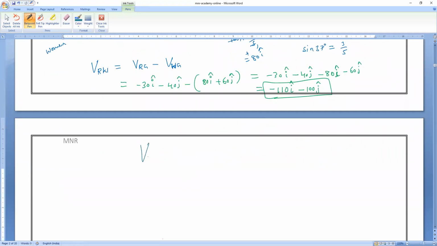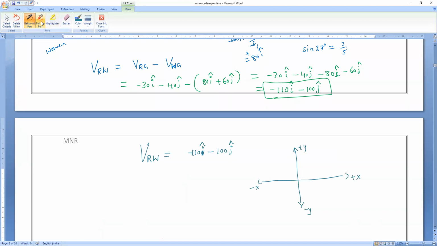So what is our velocity of rain with respect to woman, which is equal to how much? 110 I cap minus, and minus 100 J cap. So plot the graph, and you can find the theta also. If you plot the graph, you can find the resultant of the rain. So we all know this is minus y, this is plus y, this is minus x, and this is plus x.